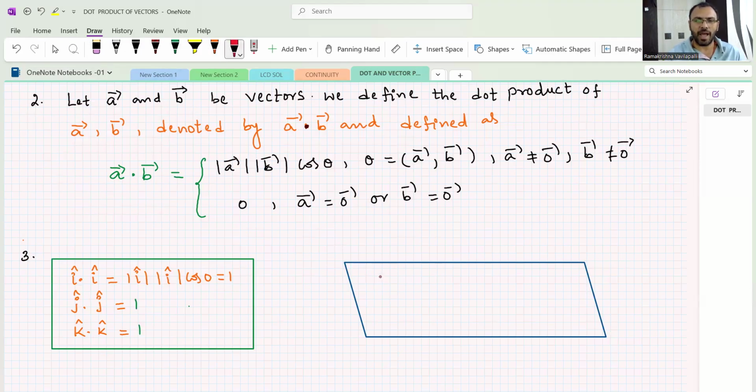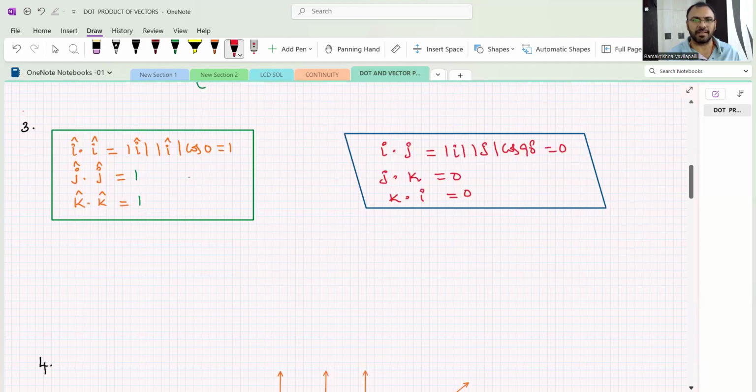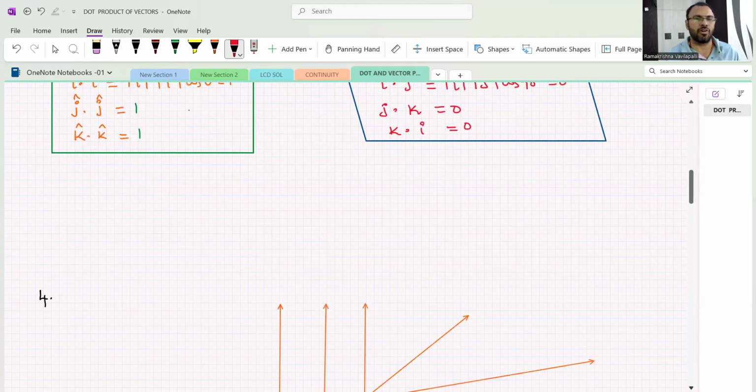Well, now I can define that i dot j equals mod i into mod j into cos 90 degrees, as they are perpendicular. This is equal to 0. And j dot k equals 0, and k dot i is also 0, where i, j, k are the unit vectors along the x-axis, y-axis, z-axis respectively. Isn't it? Right. All right.